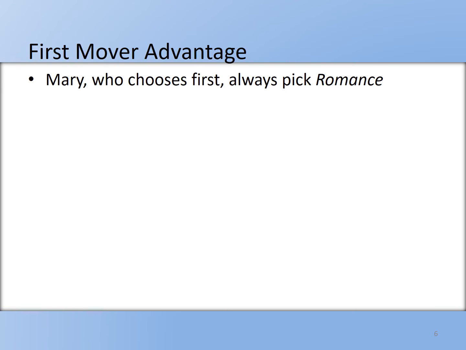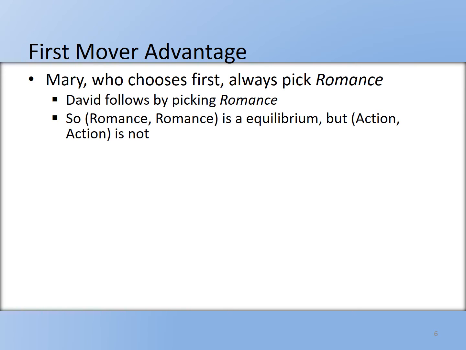Notice that in this particular case, Mary is better off, right? Mary gets to choose, essentially. She understands that David is going to follow her, so she chooses what she wants. That's called a first mover advantage. In this particular case, only romance is the equilibrium, right? Action is not an equilibrium outcome. Mary is never going to choose an action movie, so it never occurs that both of them go to the action movie. Whereas if they move simultaneously, you can imagine that in some cases, Mary and David would choose the same movie, action.